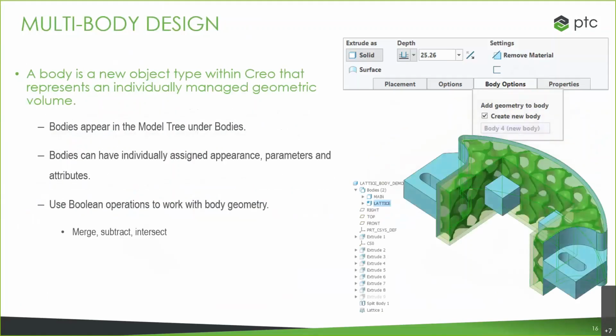So these bodies that you create are an entirely new object type within Creo, and they appear right in the model tree under bodies. Each of those bodies can have their own individual appearances, parameters, attributes, and again, with each of those, have different operators for working within that geometry. So you could go through, merge bodies, subtract, define how they're intersecting, and once you've done what you need to do, you can make part files off of any of those bodies.